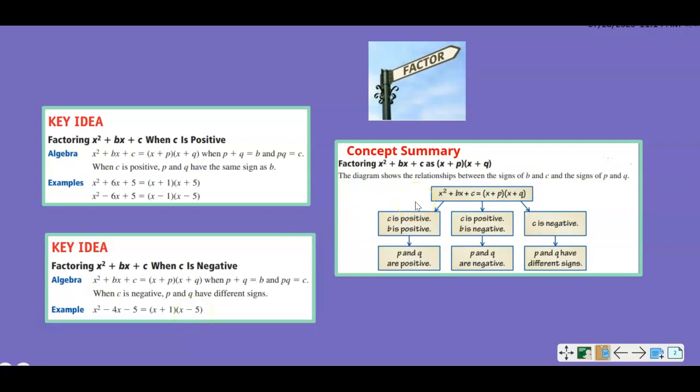All right, concept summary. Factoring x squared plus bx plus c as x plus p times x plus q. The diagram shows the relationships between the signs of b and c and the signs of p and q. This may be helpful for me if you're good at multiplication. Factoring comes very easy for people who are good at multiplication. If you're good at multiplication, that means you have a good number sense and you see how numbers work together. If you are not good at multiplication, factoring tends to be hard for those people.